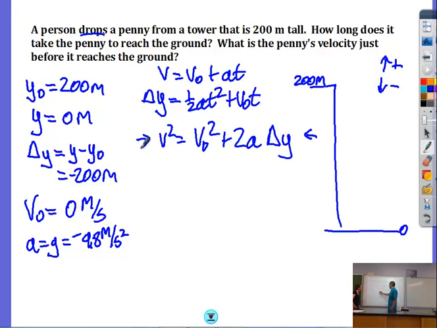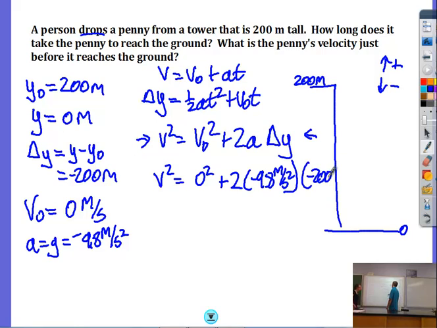So our final velocity is unknown, so v squared. Our initial velocity is 0. Our acceleration is plus 2 times negative 9.8 meters per second squared, times negative 200 meters, because that's our displacement. And then we're going to do a little bit of simplification, and we get v squared equals 3920, except negative times negative. Okay, it is positive, which is good, and this is meters squared per second squared.